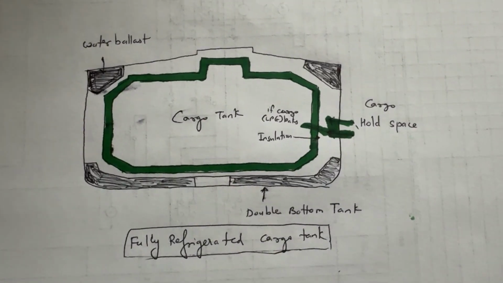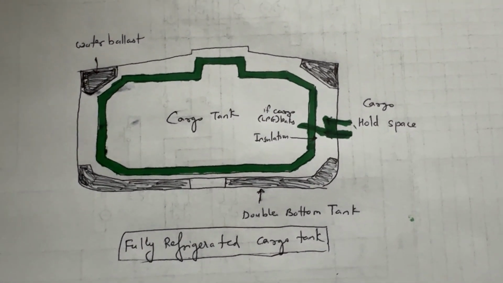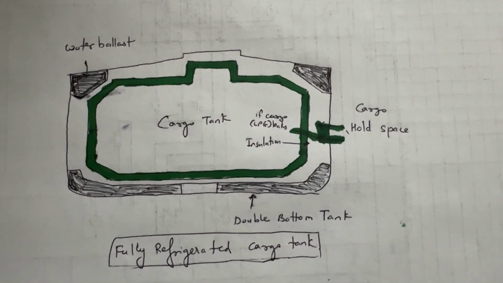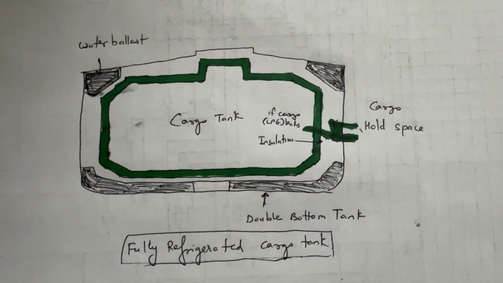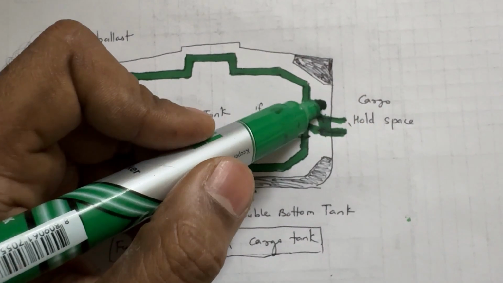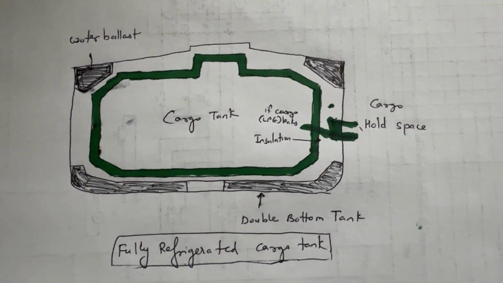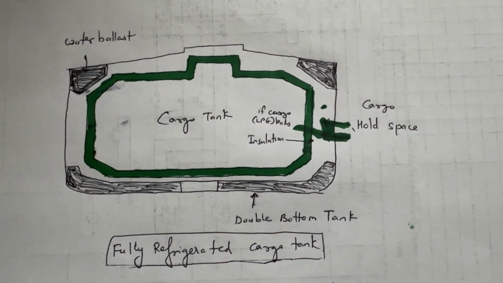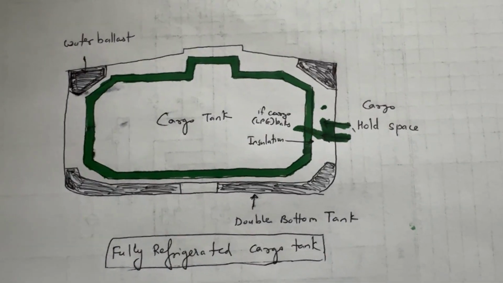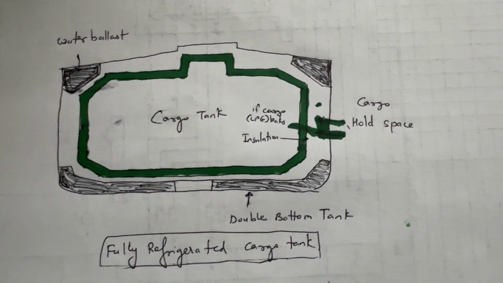So guys, this is the picturized version of a fully refrigerated LPG cargo tank, and I'm sorry my drawing is not good, but you can find the same drawing on Google also. So we put dry IG in the cargo hold space, that is here, and dry IG is necessary for insulation purpose, because if IG is not dry, there will be condensation in the cargo hold space and there will be a bilge alarm for the cargo hold space.